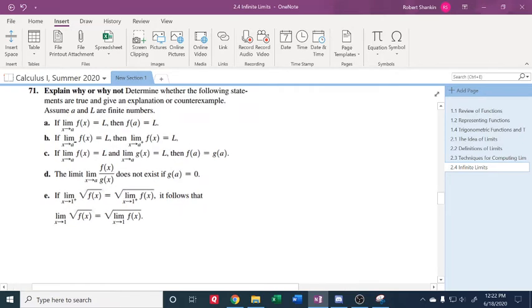Explain why or why not. Determine whether the following statements are true and give an explanation or a counter example. Alright, so I'm going to show you the first one to make sure that you're oriented with this one. And then we'll do a few of these together while I have you work in your groups.